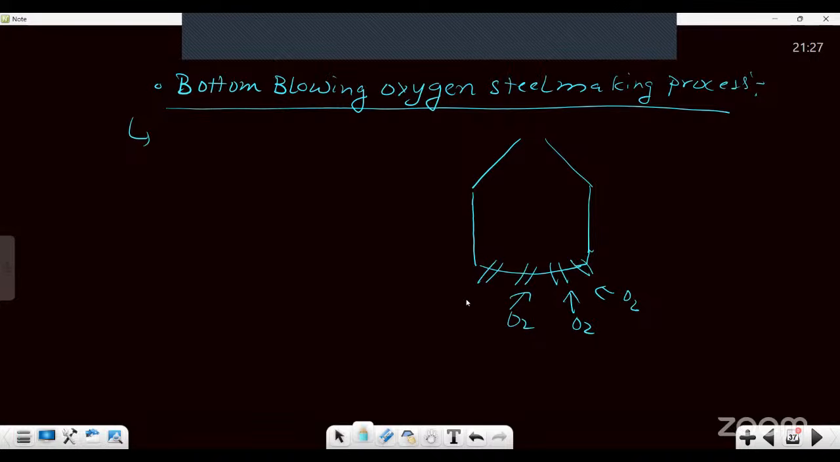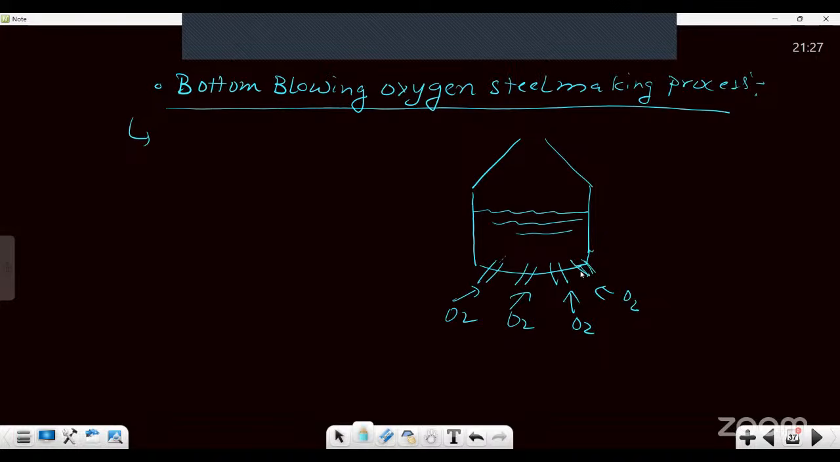But as we are blowing the oxygen from the bottom, that will create a lot of heat. Why? Because immediately where the oxygen meets the hot metal, the oxidation reaction starts. And oxidation reactions are extremely exothermic, so heat producing. So it will eat up the tuyeres, and the cooling system has to be very, very efficient.